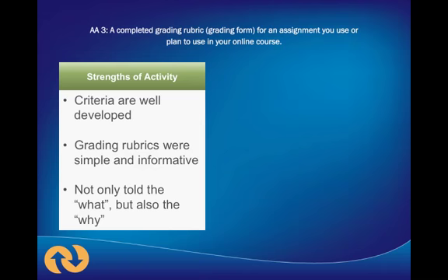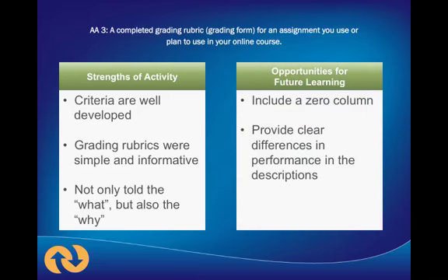which is very important. Things to remember for the future is to always include a 0 column for students who do not fulfill any aspect of a criteria. Also, be sure to have clear and measurable difference in performance that is objective and identifiable to students.